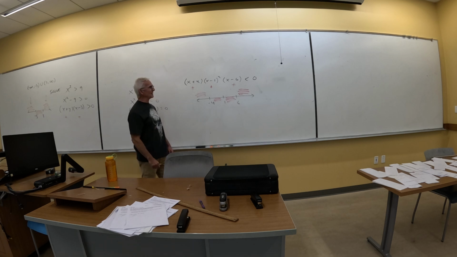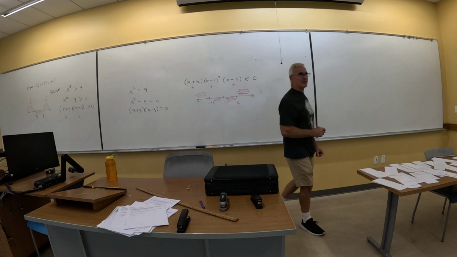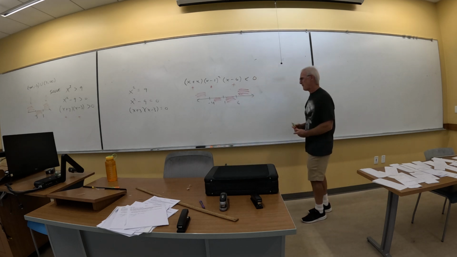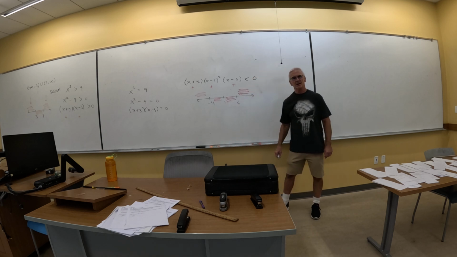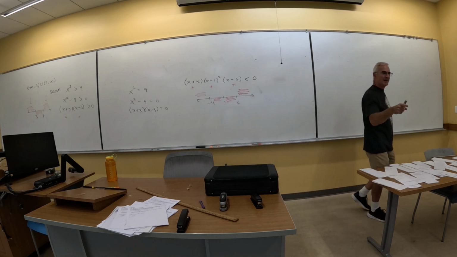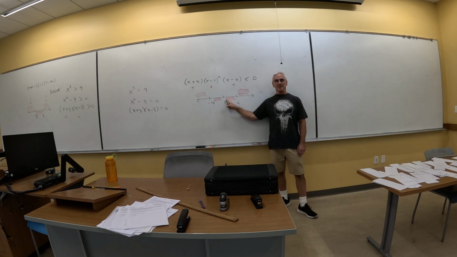I wanted to know when this was less than 0. So I want these 2 intervals. Now this is kind of tricky how I'm going to answer this one. Is it negative 4 to 6? You're shaking your head. Why not? Because at 1, it equals 0. It's not less than 0.